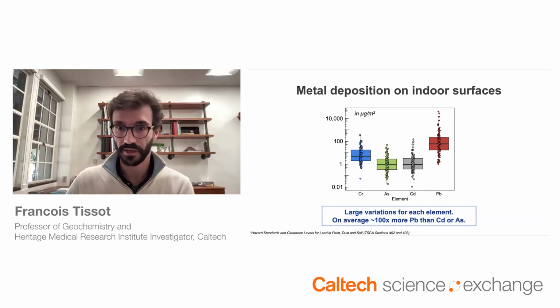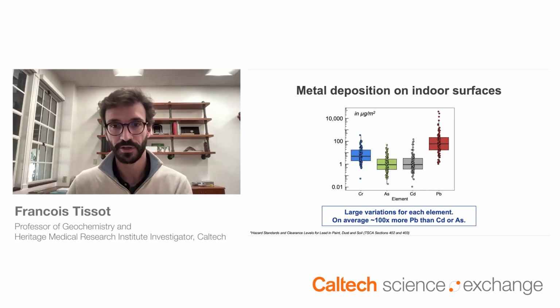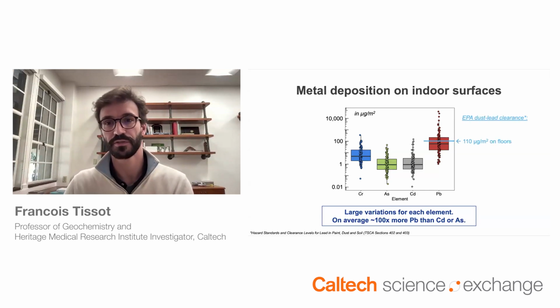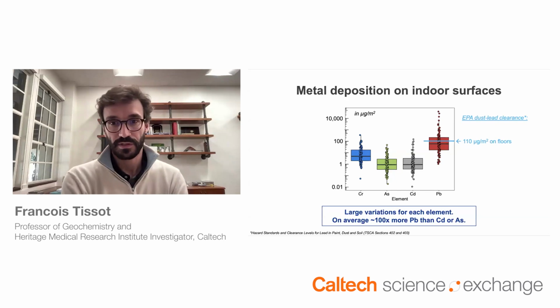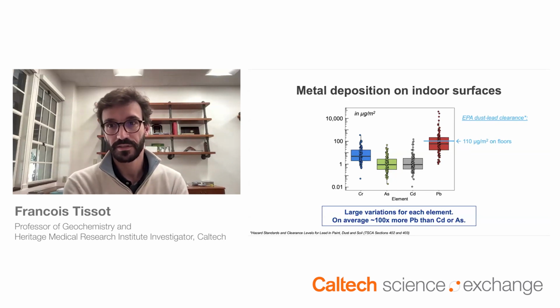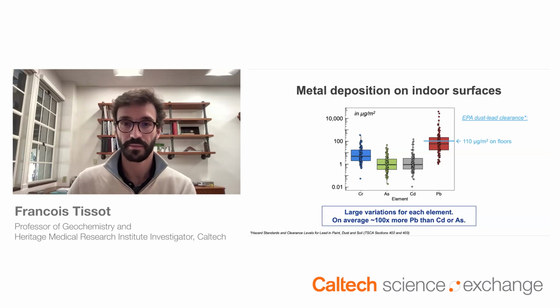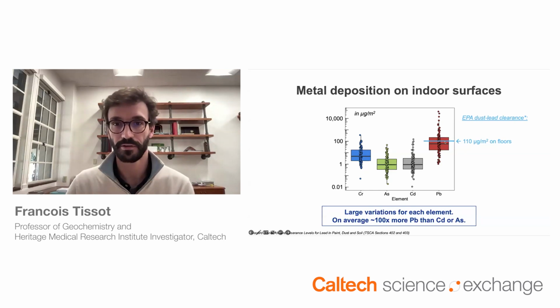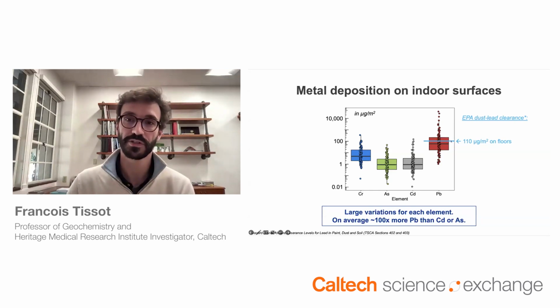Cadmium and arsenic, at least as far as the region that Caltech is compared to the fire, so a few miles south of the fire, are not as much of a concern. Now, those lead levels are elevated, but how does it compare with the EPA dust lead clearance levels that have been recommended for health reasons?